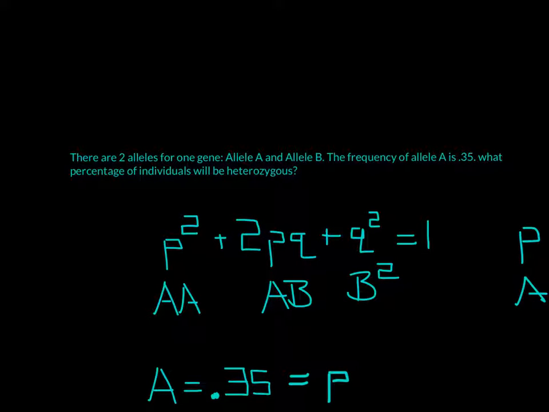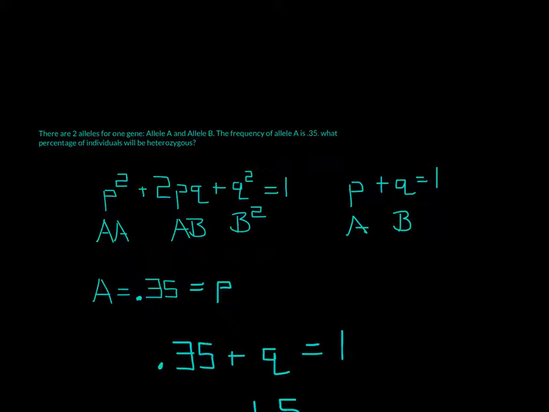Okay, so there are two alleles for one gene, allele A and allele B. The frequency of allele A is 0.35. So what is the percentage of individuals that will be heterozygous? You have to write two different equations out to solve this problem.